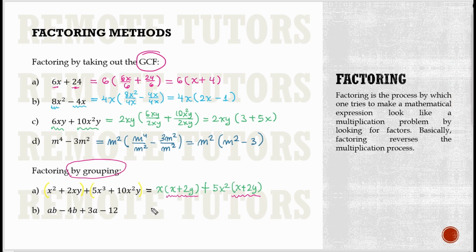So the last step is to pull out this new common factor, x plus 2y times what is left, x plus 5x squared.